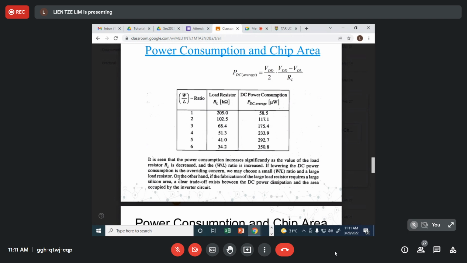On the other hand, if the propagation of a large... Okay, you see here.